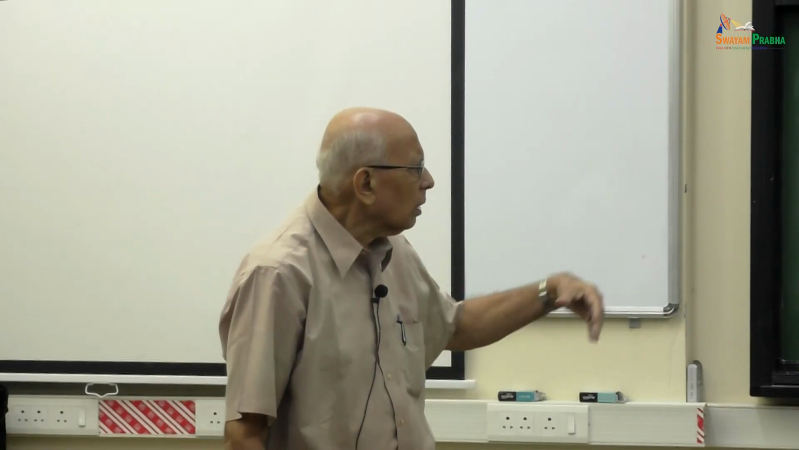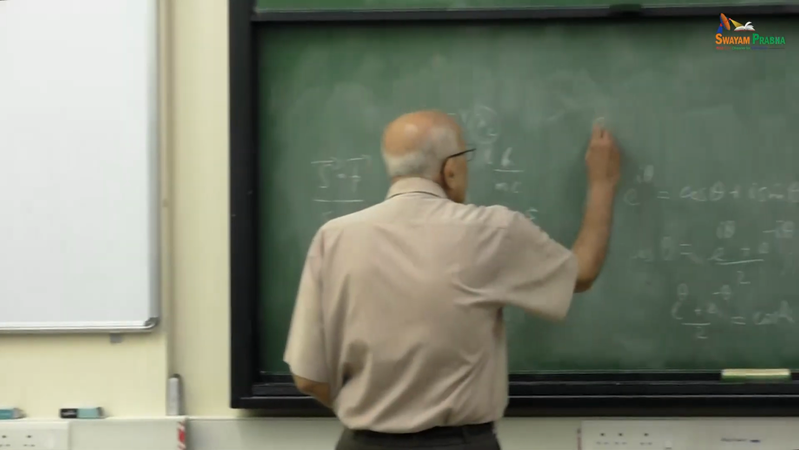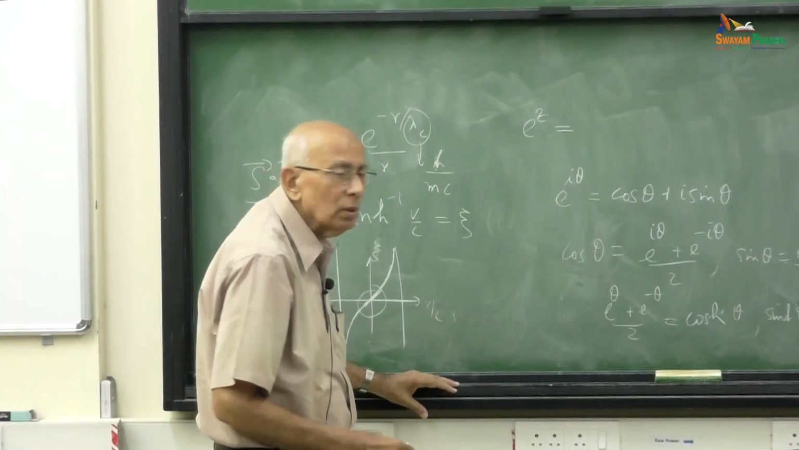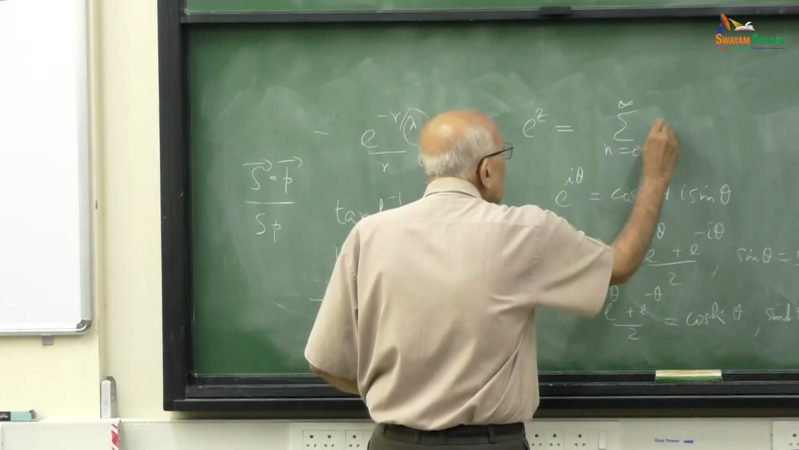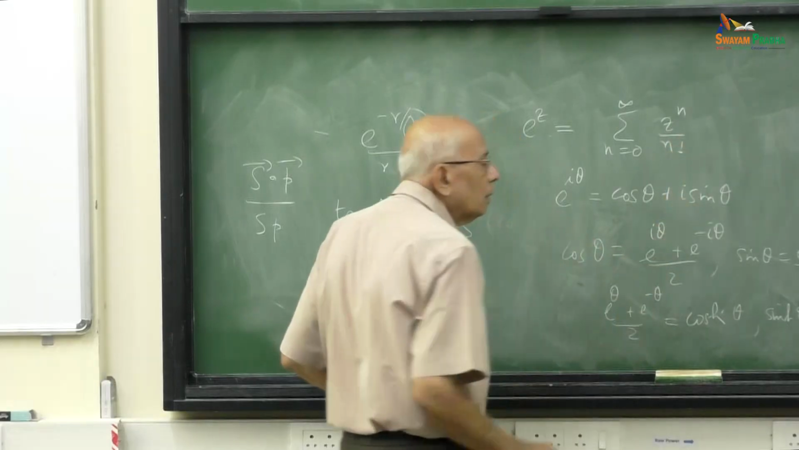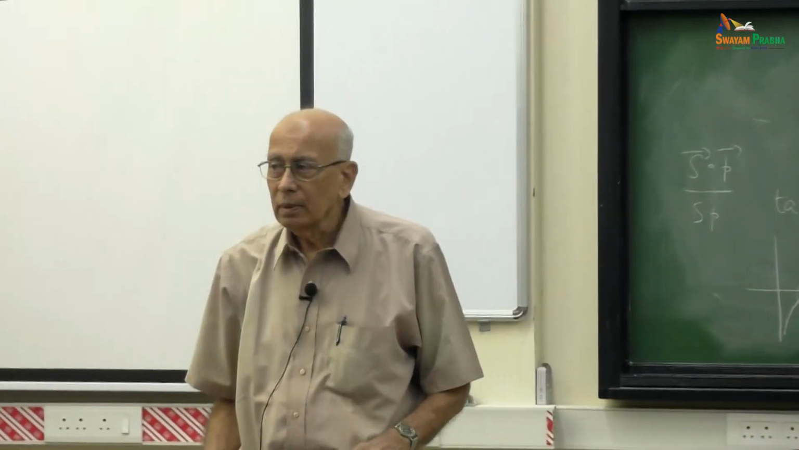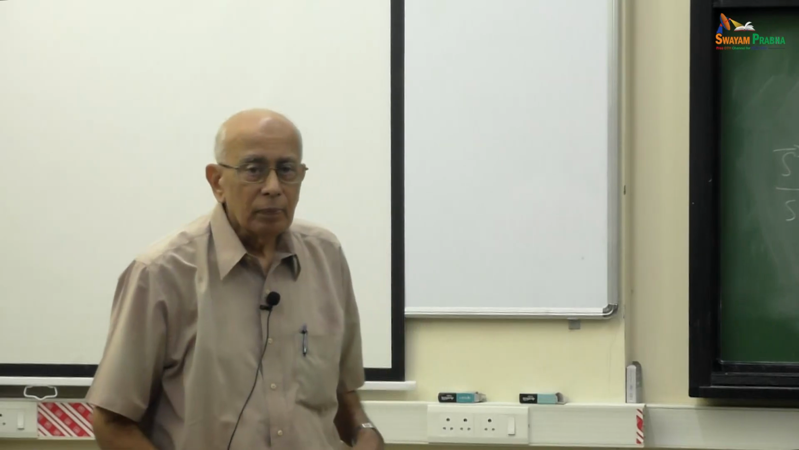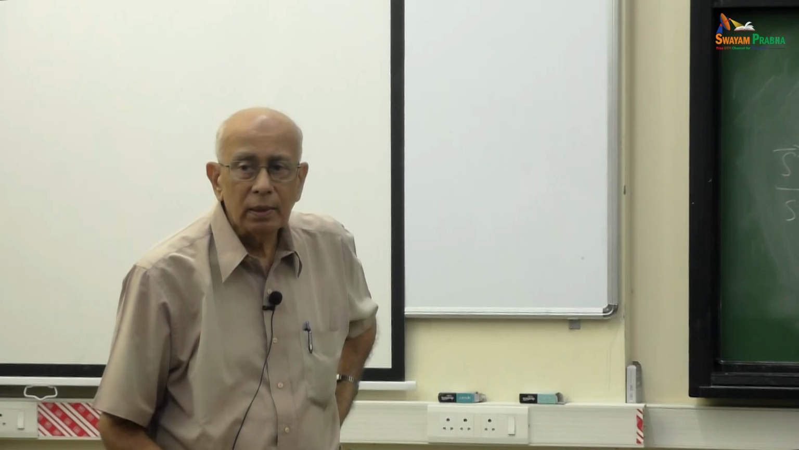What function sticks out in all this business? E power x. Yes, exactly. E to the power z, where z is an arbitrary complex number of finite magnitude. This quantity is defined as summation n equal to 0 to infinity z to the power n over n factorial. It converges absolutely for all finite mod z, not necessarily those less than 1. Converges for all z. Real, complex, we don't care.